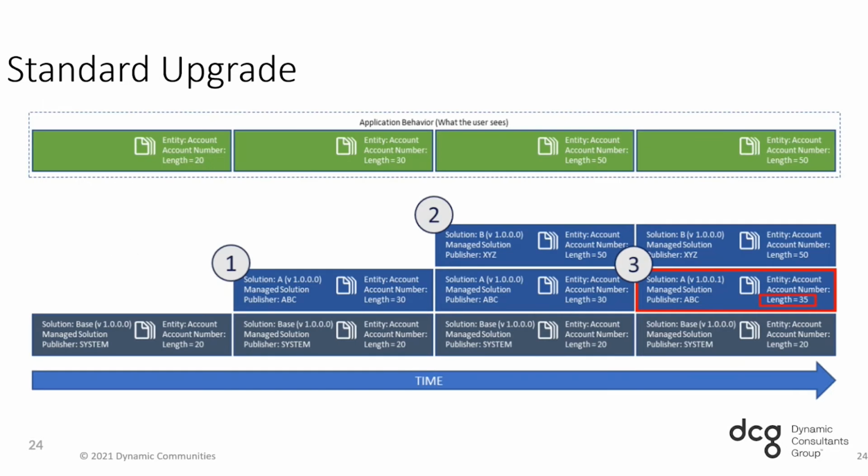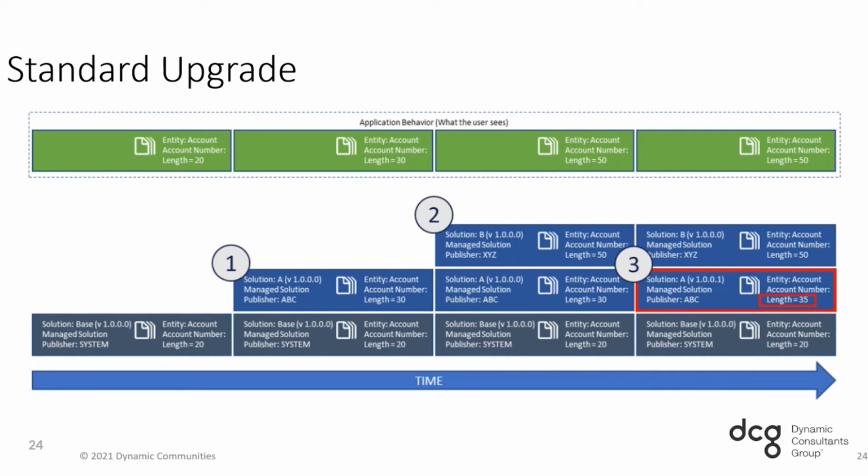I know, this is crazy. What does this look like? This is what it looks like. Here we see step one. I imported a managed solution, solution A, and account number length equals 30, right? Solution B comes in, it's managed, so it creates a new layer above A, and the length is 50. The user sees up top length of 50.